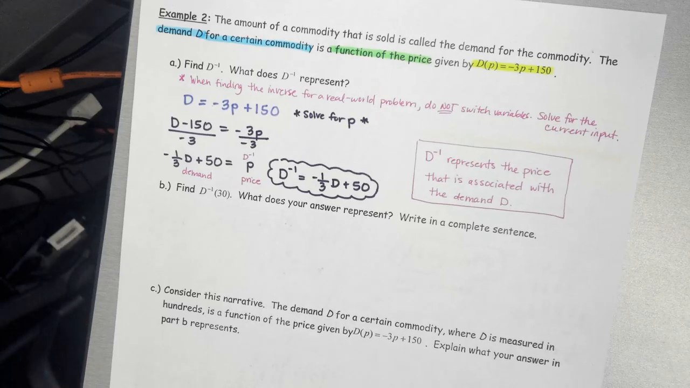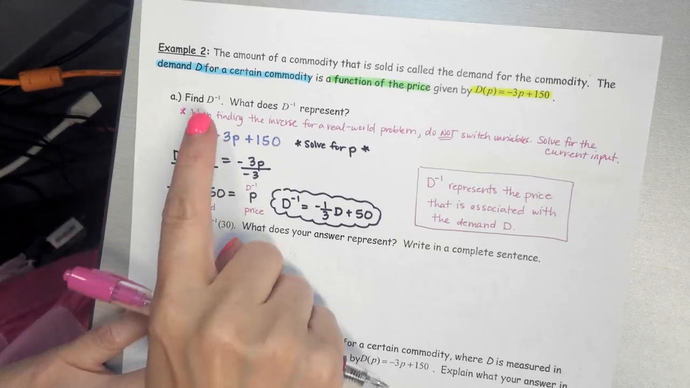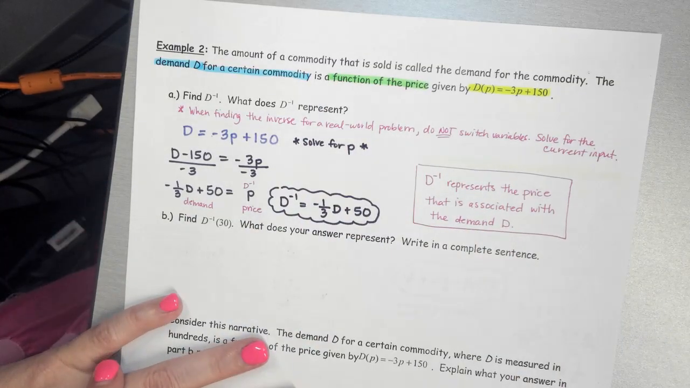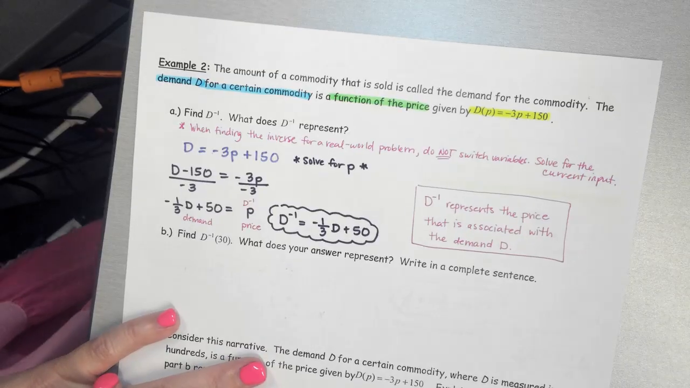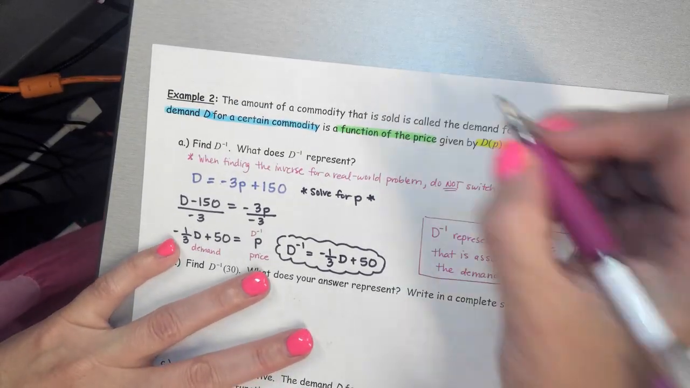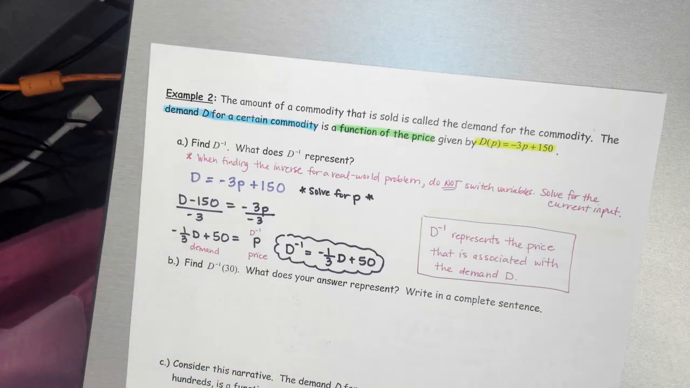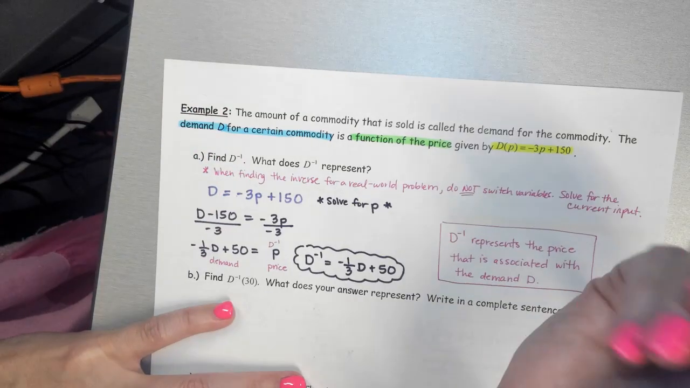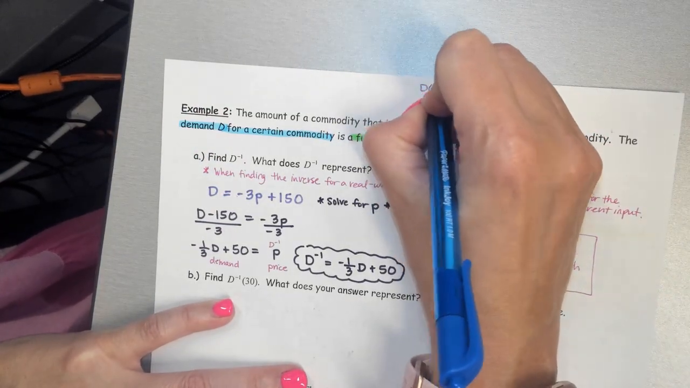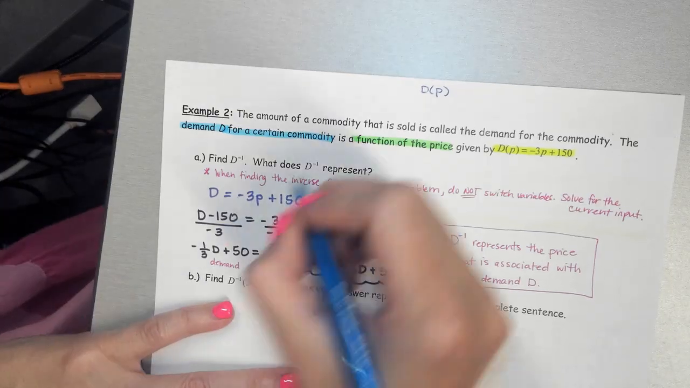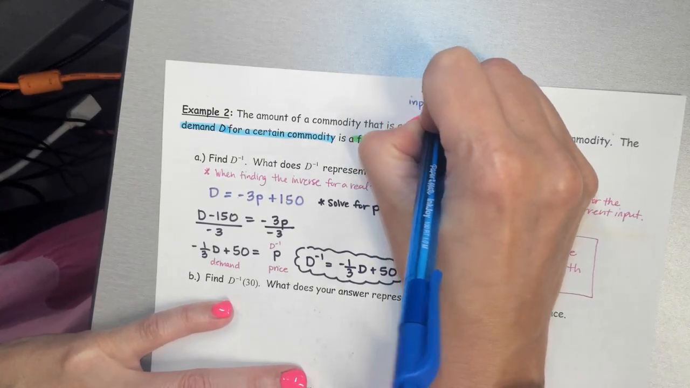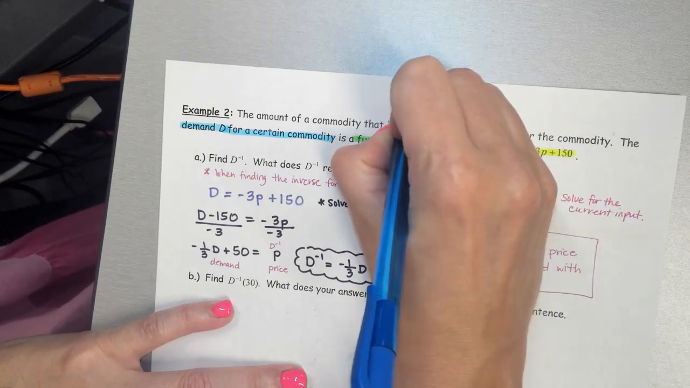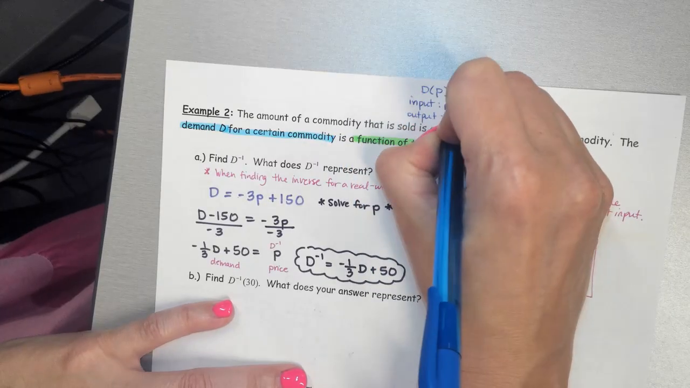Okay, so when you do this, these are going to switch. Here it says the demand D is a function of the price. When you do the inverse, the input and the output switch. If you are having trouble with this, because this is something people get confused about, one thing I like to do to help me is, if you have D of P, when you look at the original function, do you see that price is the input? And then your output is the demand.